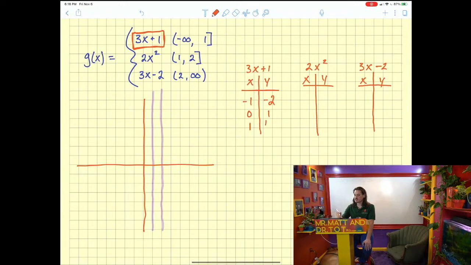So at x is equal to negative 1, y is equal to negative 2. I'm just going to put a little guiding point there. At x is equal to 0, y is equal to 1. And at x is equal to 1, y is equal to 4. Now look to see whether you're inclusive or exclusive at that endpoint. We're inclusive, so we're going to have a solid dot at (1, 4). So I'm going to make this dot a little bit larger for emphasis. And then I can just connect these dots overall for a rough sketch.